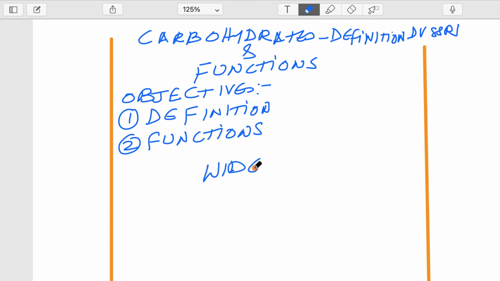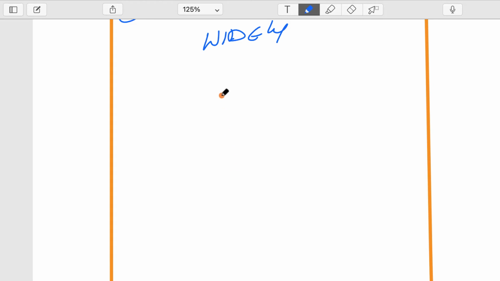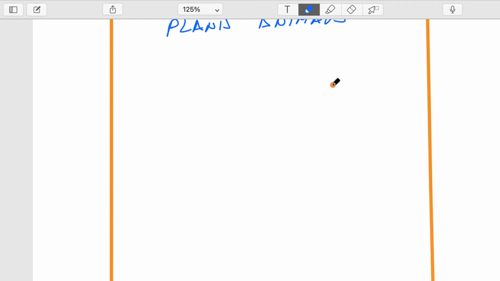Carbohydrates are widely present in nature. Generally they are present in plants as well as animals, and many other organisms. So to define them, we have to have some basis. What do carbohydrates contain? Carbon, hydrogen and oxygen. Not only that, sometimes there is a presence of nitrogen, phosphorus and sulfur.